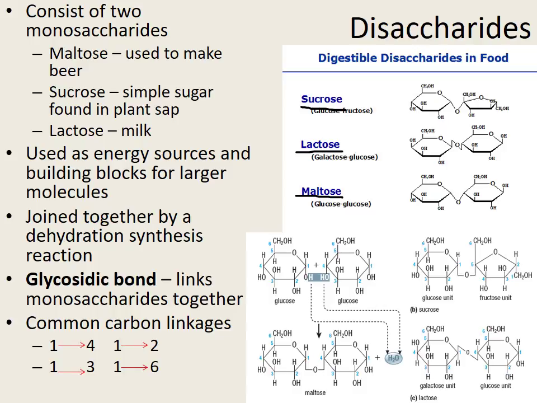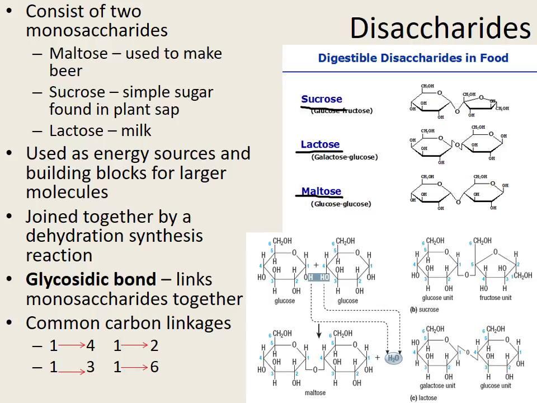The examples I give you here: maltose, used to make beer. Sucrose is a simple sugar. You use that in your coffee if you do drink coffee. Lactose, obviously, is in your milk, and we need to digest lactose. Sometimes some of us might be lactose intolerant, meaning that we can't digest that, and that creates issues.